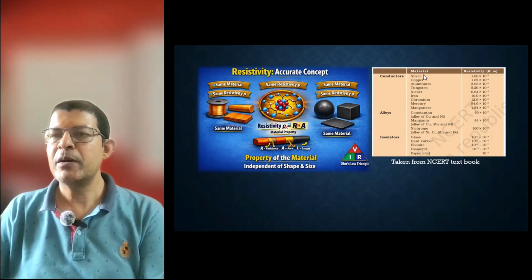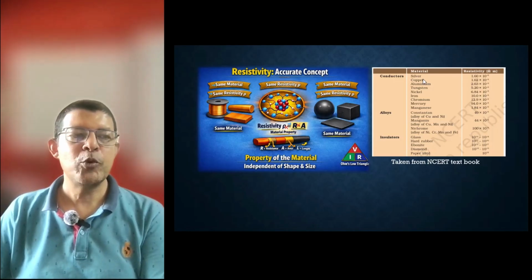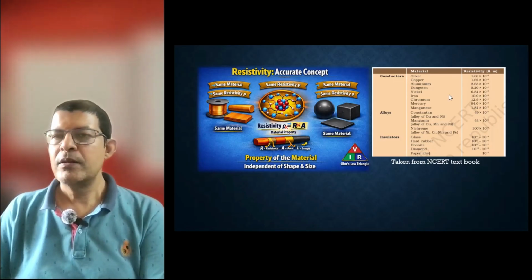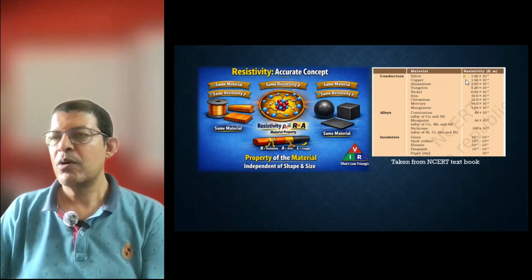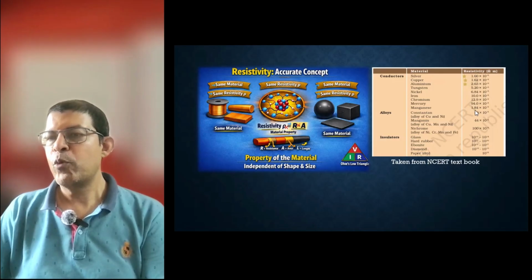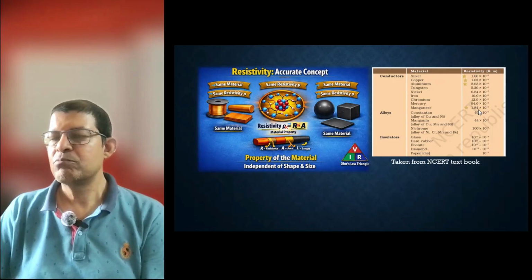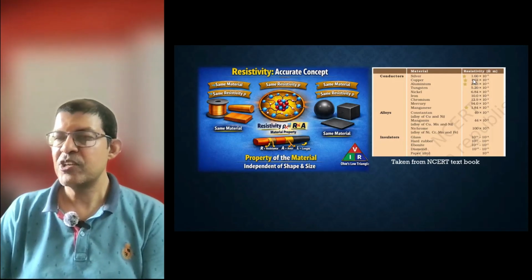And these are the different materials which we have taken. This is taken from your NCERT book. You can try to remember some of them. Like silver is 1.6, 1.62 is copper, and it is followed in that order. You can remember manganese, which is 1.84, quite moderate kind of conductivity. Silver, 1.6, has the least resistivity actually.